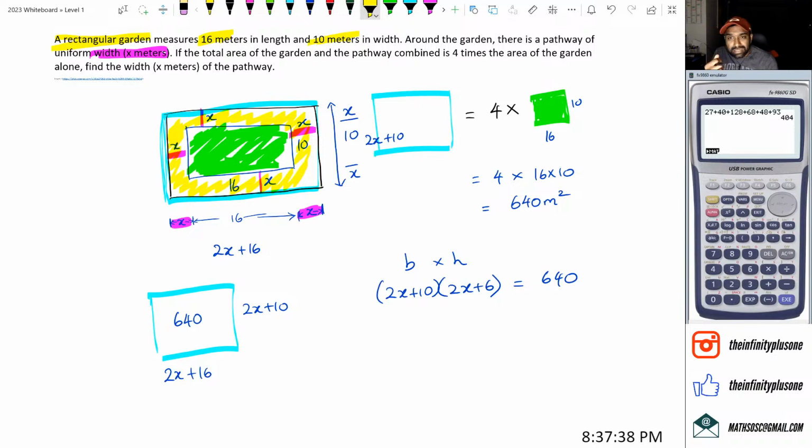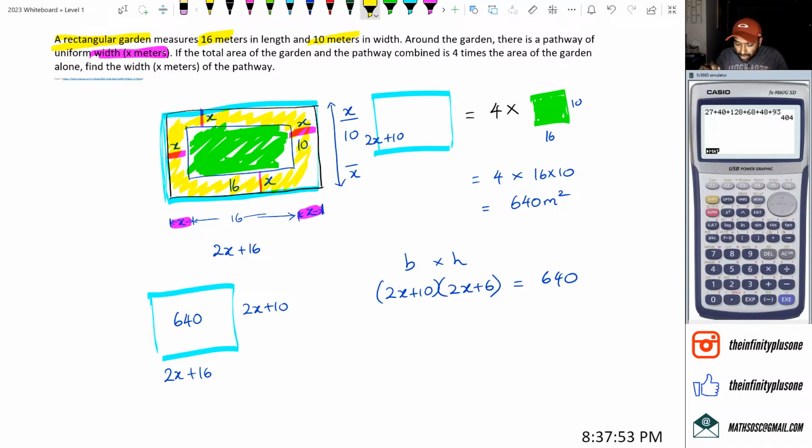And Chelsea, no, it can't be 680 because it has to be... I'm not sure where you got that 680 from. I'm trying to figure it out. Yeah, I'm hoping that last diagram actually made sense. It's the area of the pathway plus the area of the garden.